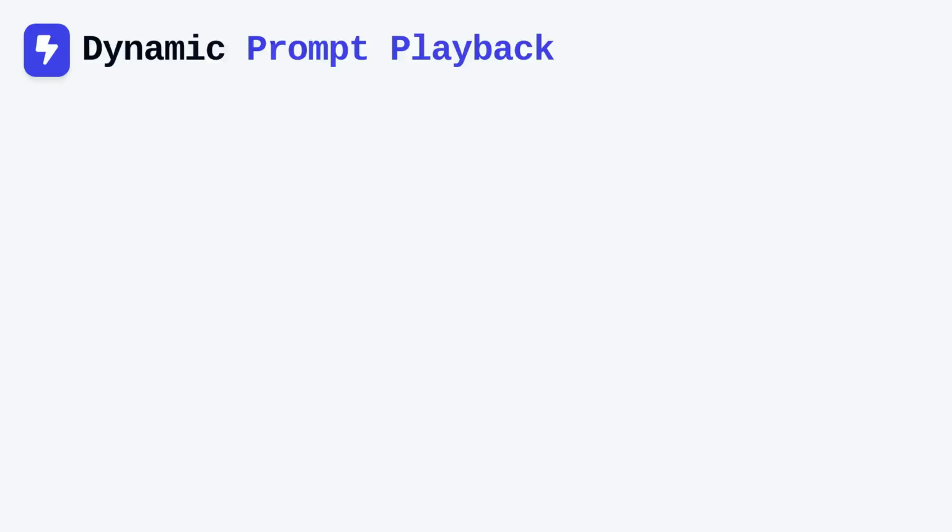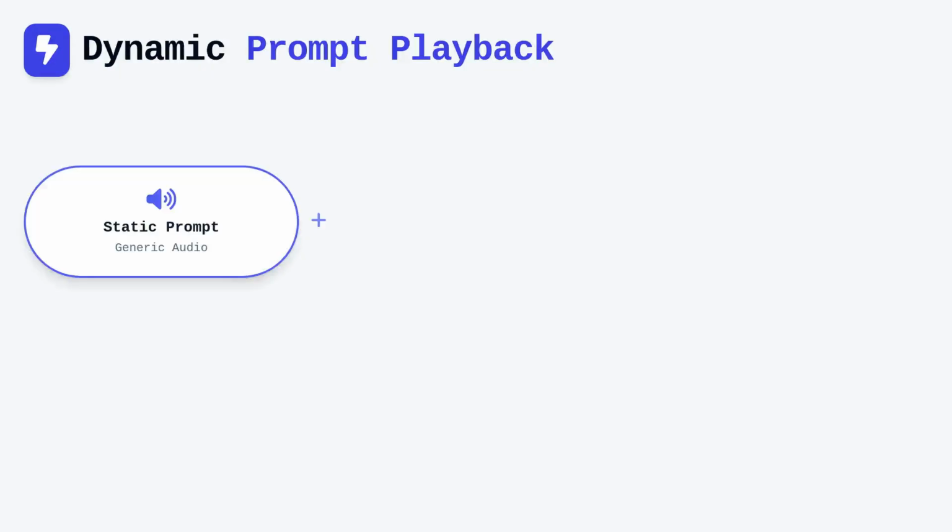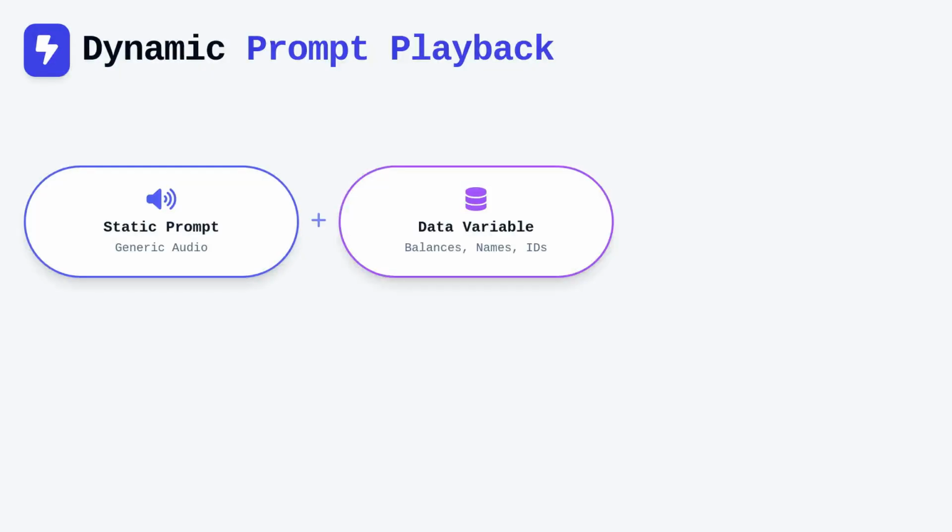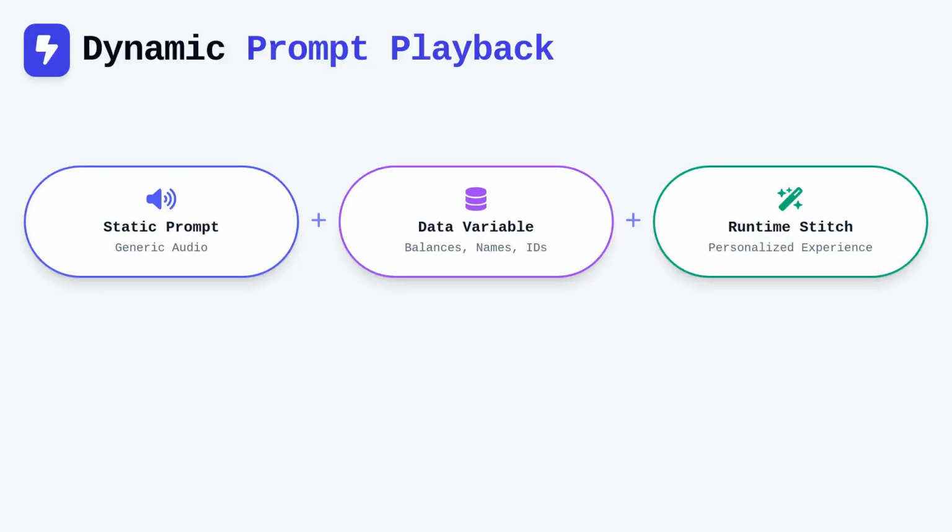To make your IVR feel truly responsive, you must move beyond static audio and implement dynamic prompt playback. You achieve this by using variables, which let you insert specific data points, such as an account balance, a reservation number, or a caller's name, directly into an audible sequence. By combining a static prompt with a variable that pulls from a data action, such as a customer's last name, you transform a generic interaction into a personalized experience.